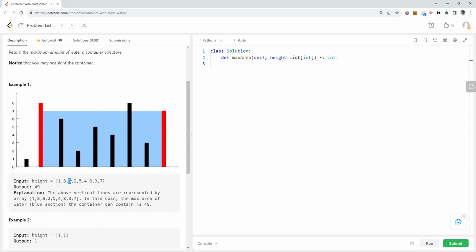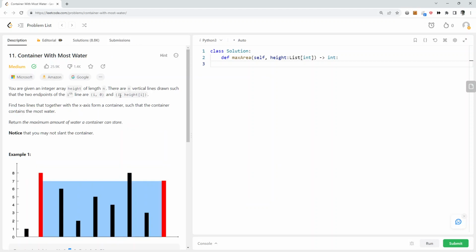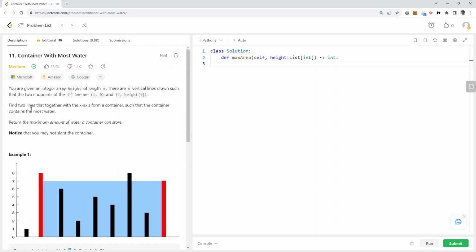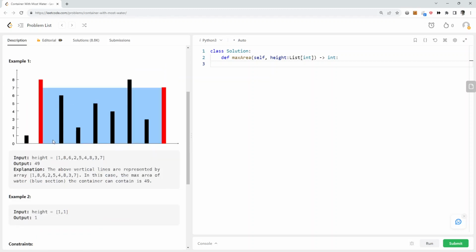So i is basically 2, so it's (2, 0), that would be this point. And then the second point is (i, height[i]), so that would be 2 comma whatever the number is here, which is (2, 6). So this is the wall, and basically you have to find two lines that together with the x-axis form a container such that the container contains the most water. So we have to find the container that contains the most water between these two lines.